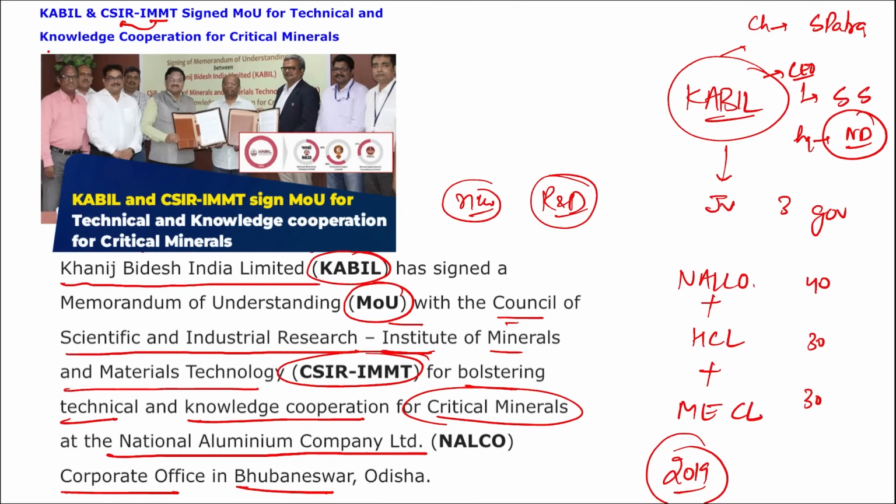So it is KABIL and the CSIR department, that is IMMT. They signed this MOU for technical and knowledge cooperation for critical minerals and to do research about what type of technology can be used in our process to make minor minerals exploration, metals mining and minerals mining more feasible, and to focus on sustainable development goals also. Moving on.